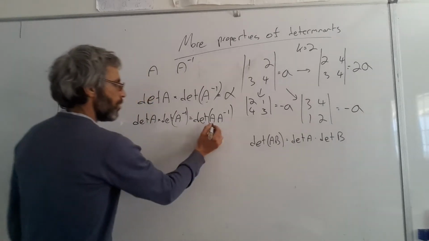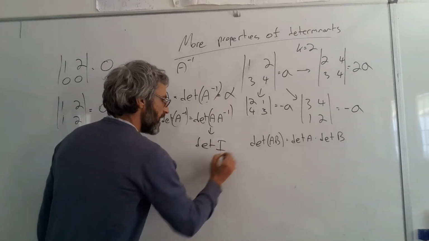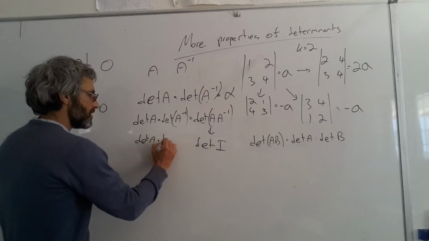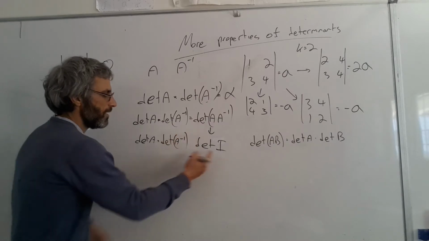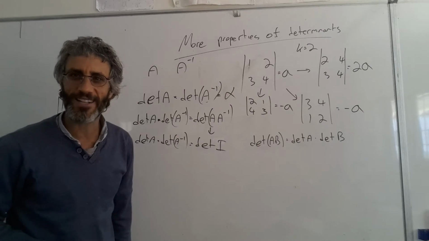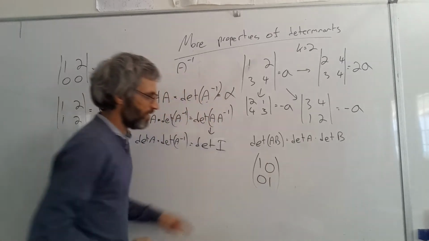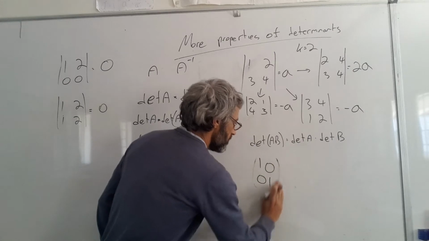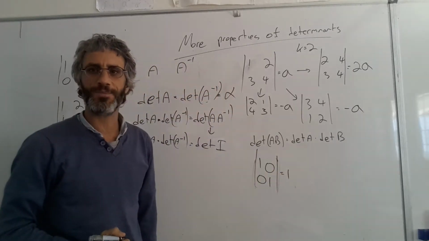But now, what do I have here? What is A times the inverse of A? Well, that's the identity matrix. So the determinant of A times the determinant of A minus 1 is the determinant of the identity. But what is the determinant of the identity? Let's look at the 2 by 2. Well, it's 1 times 1 minus 0. 1 times 1. So the determinant is 1.